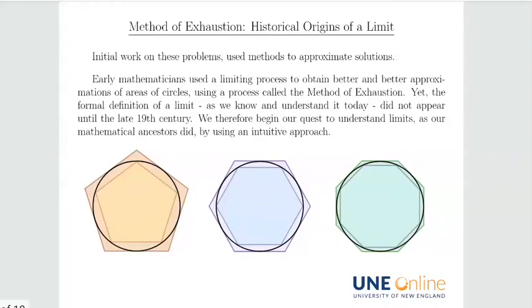Now, the method of exhaustion is the historical origins of the limit. When early mathematicians were working on solving the tangent line and the area problem, initial work on the area and the tangent line problem used methods that approximated solutions. And the early mathematicians, we're talking in ancient times, Archimedes, developed a method called the method of exhaustion. It is the precursor to the limit. And what they were looking at was how do we find the area of a circle.